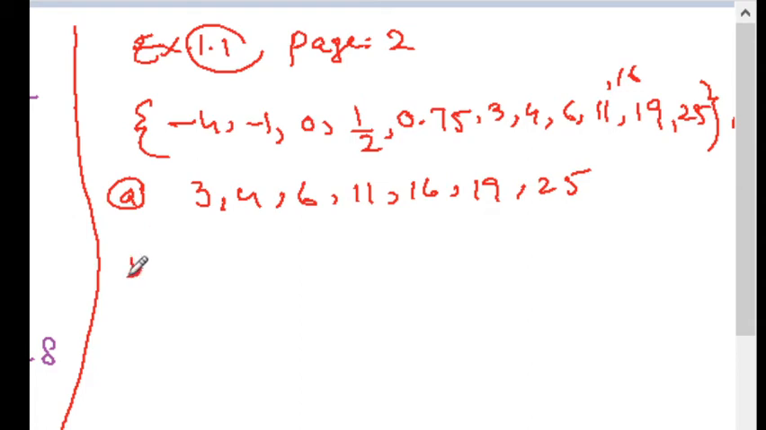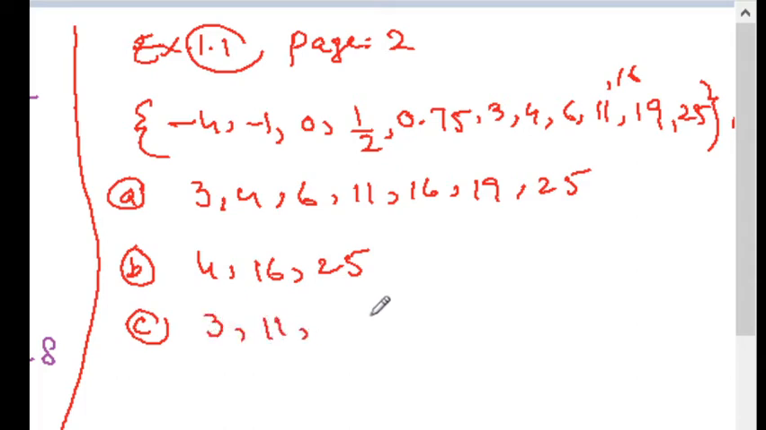Now B is even numbers. What are even numbers? Even numbers out of this list are 4, 6, 16. Now what are odd numbers? Odd numbers are those numbers which cannot be divided exactly by 2. So 3, 11, 19, and 25 as well. So these are odd numbers.